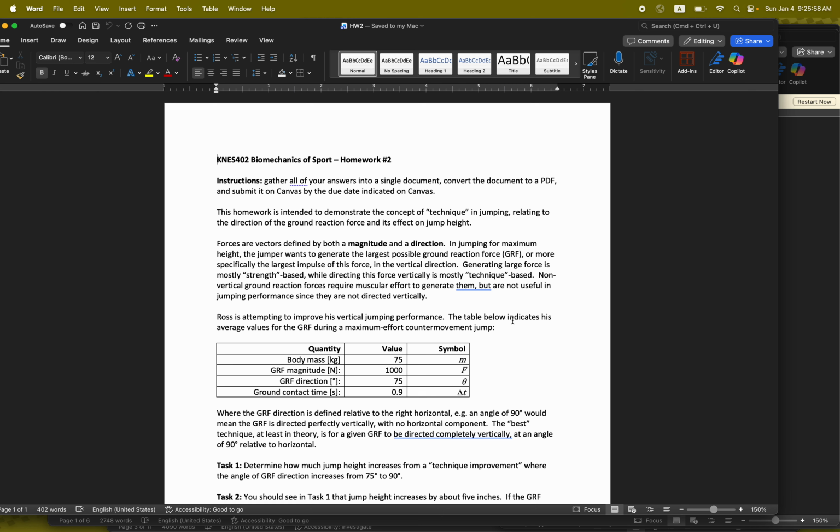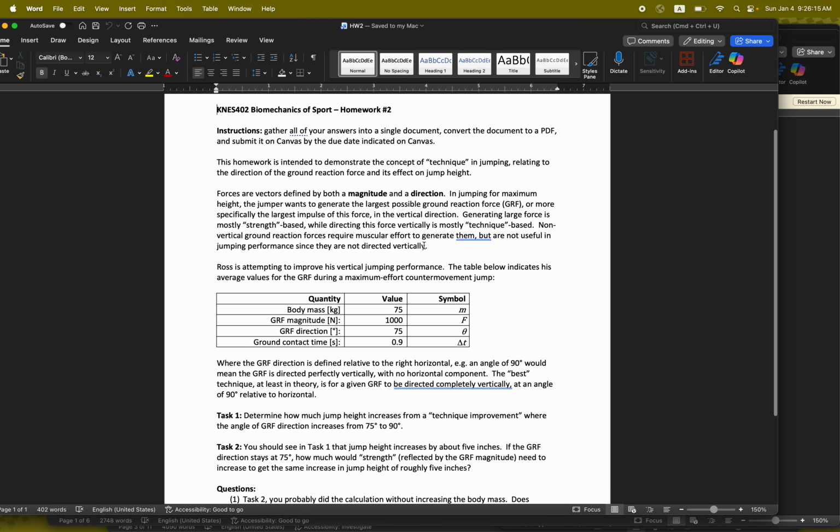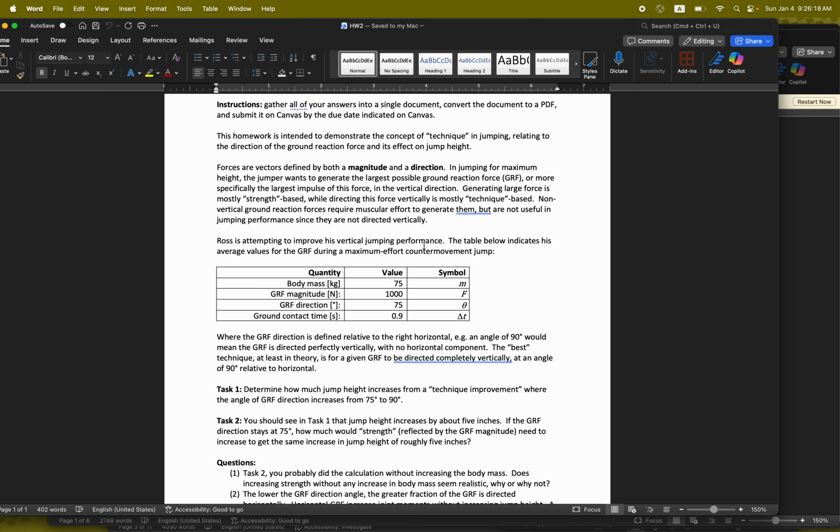All right, let's walk through the calculations here for homework number 2. This is an assignment on assessing the effect of force, magnitude, and direction on performance in vertical jumping for maximum height. So we have here an athlete who is trying to jump as high as they can, and we have their body mass in kilos. We have the magnitude of their ground reaction force in newtons. We have the direction of that ground reaction force in degrees. And we have their ground contact time, the amount of time their feet were on the ground producing that force.